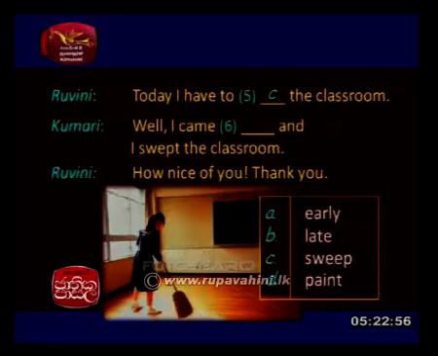Well, I came late and I swept the classroom. It should be early, as I think. Yeah. Well, I came early and I swept the classroom. Why, Netmi? Why did you select early there? Because Rini says, how nice of you. That means she's very happy because of the favor which is done by Kumari.